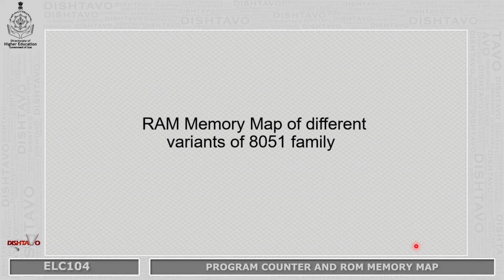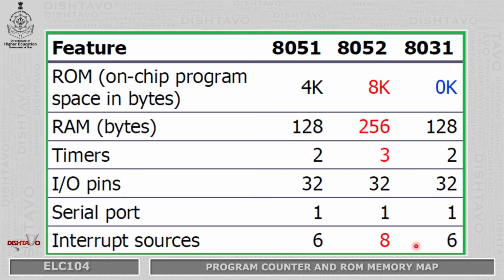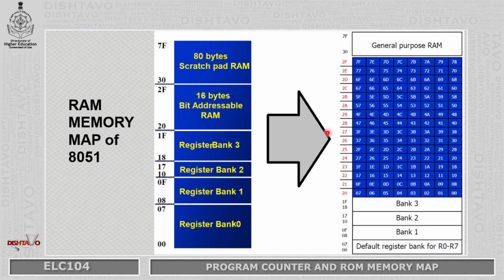So next we will see the RAM memory map of different variants of 8051. We have already seen in the previous modules that 8051 comes in 3 variants basically. These are 8051, 8052 and 8031. So we'll focus our attention on the RAM now. 8031 has 128 bytes of RAM, 8052 has 256 bytes of RAM, and 8051 has 128 bytes of RAM. So let's see what the RAM memory map of 8051 looks like.